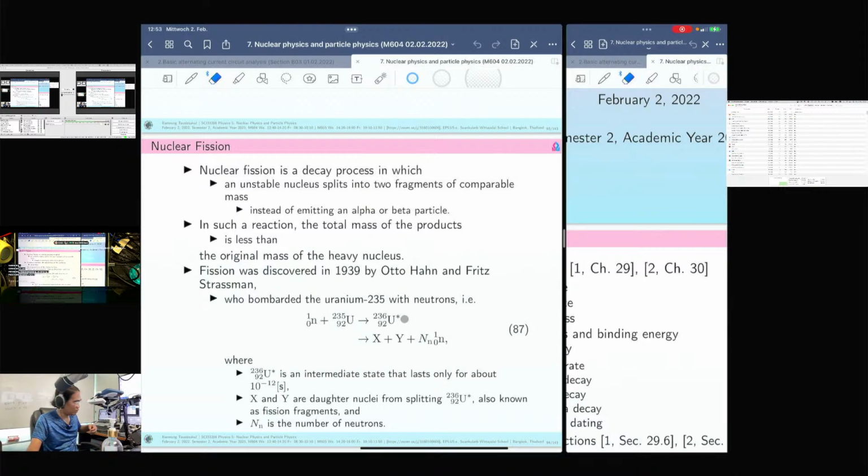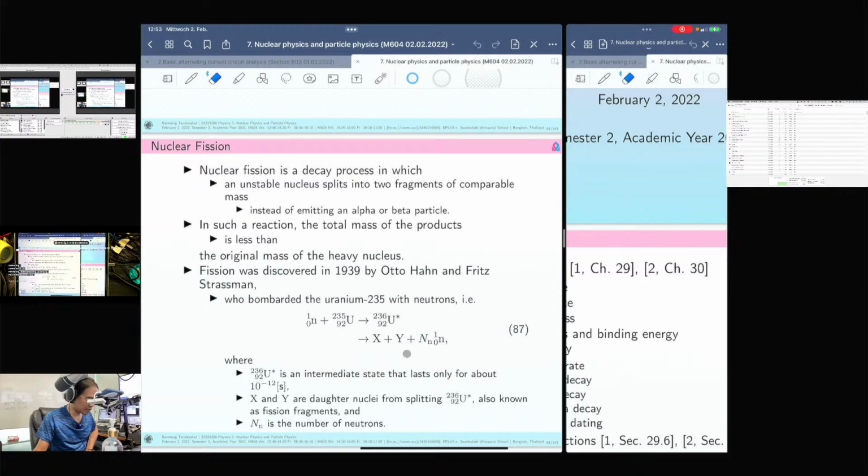So the nucleus here will be unstable. It has vibration because this one goes with high speed, and once the time goes by for a moment, this one will be decomposed into two fragments. They use the word fragments, meaning two daughter nuclei. And the remaining thing will be a number of neutrons.